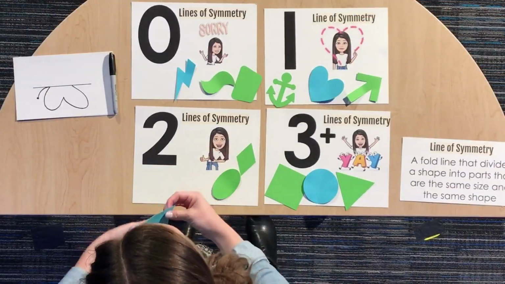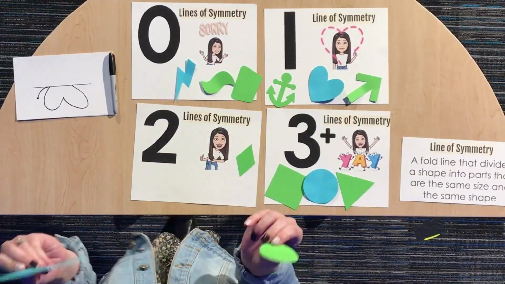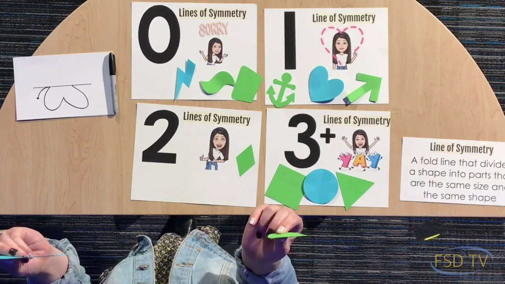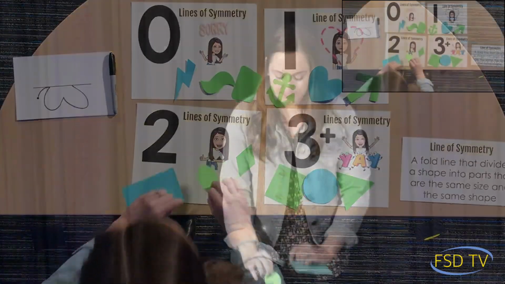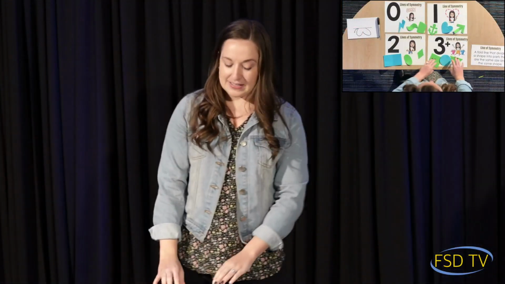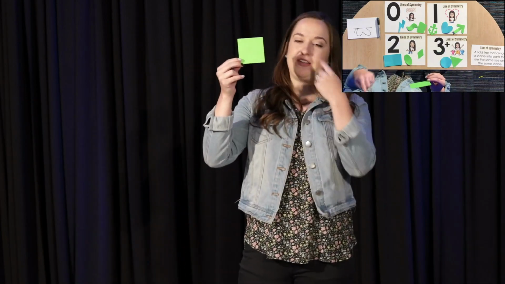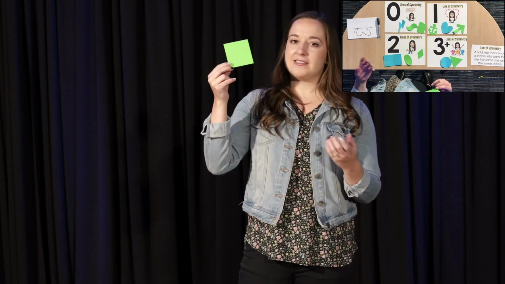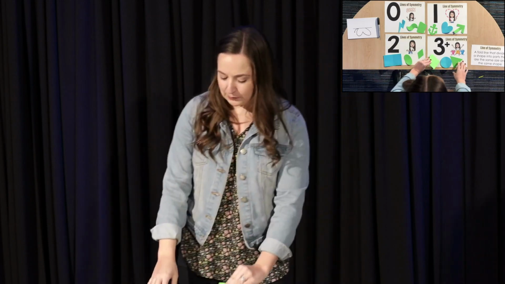However, when we have two lines of symmetry, you can fold it in half both vertically and horizontally. So with these shapes, it's not one or the other, you can do both. And finally, when we have 3+ lines of symmetry, these are usually our shapes that have equal sides. So whether it's a pentagon, a square, or a triangle like we discussed, shapes with equal side lengths that mirror each other on the left and right and top and bottom are more likely to have 3+ lines of symmetry.